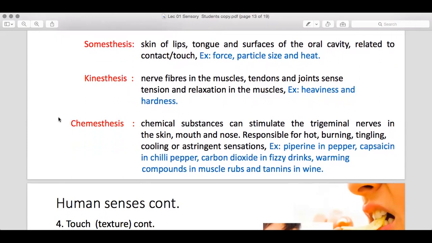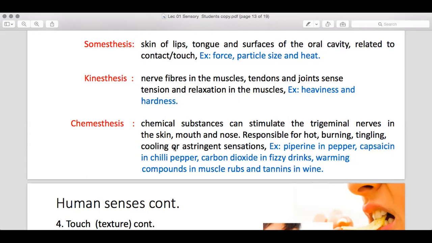The third one, as the name also mentions, chemesthesis means chemical substances can stimulate trigeminal nerves in the skin, mouth, and nose, responsible for hot, burning, tingling, cooling, and astringent sensations. Right? Chemical substances are there in foods. As an example, when we consume onion, you can feel its taste. There are some chemicals. In pepper, piperine is there, right?